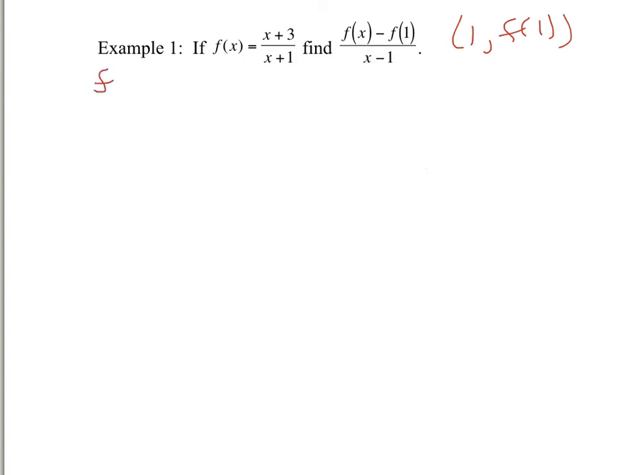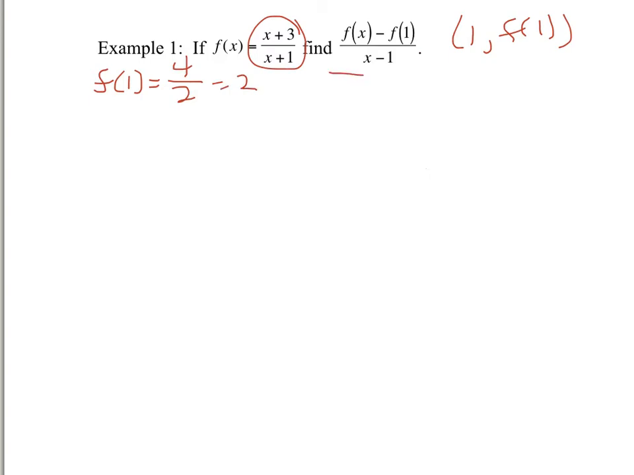Well, to find f of 1, on the previous slide I just did it by looking at the graph and found the corresponding y value. But for this case, let's say I don't have the graph. All I need to do is plug 1 into this original equation, and I would get 1 plus 3, which is 4, over 1 plus 1, which is 2, and that's going to reduce to 2. And that's how I know that f of 1 equals 2.